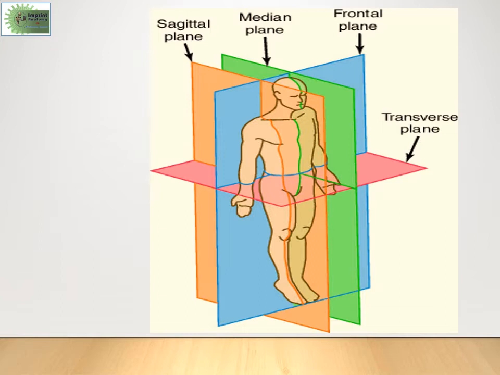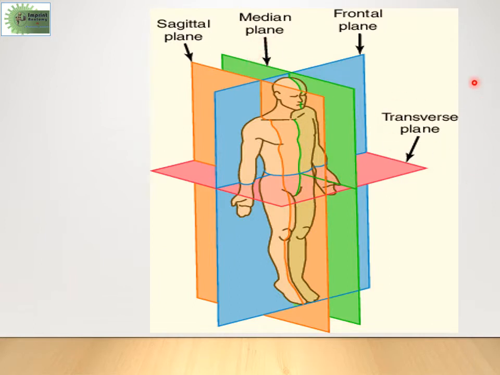Yes, this is again the revision, or you can have a quick idea about this. This is the human body. First, what we have learned is the mid-sagittal plane, which you can call the median plane too. See, this is the green one, which divides the body into two equal halves, that is the right side and the left side. Then we have learned the coronal plane, also called the frontal plane, which divides the body into the anterior and the posterior part.